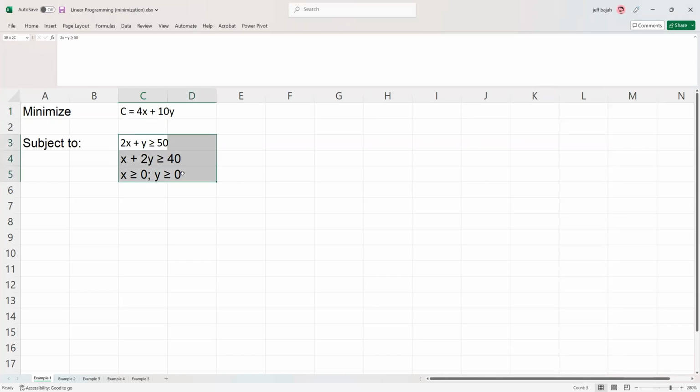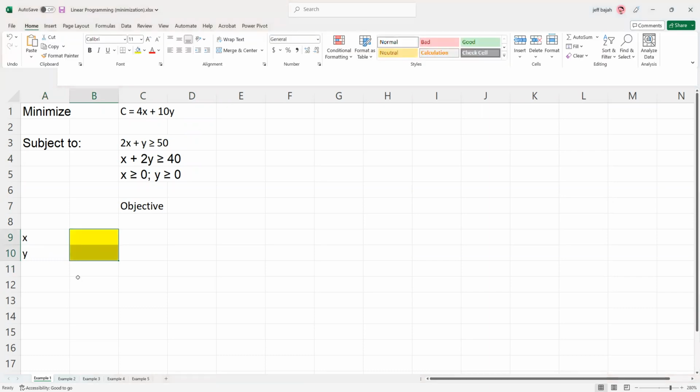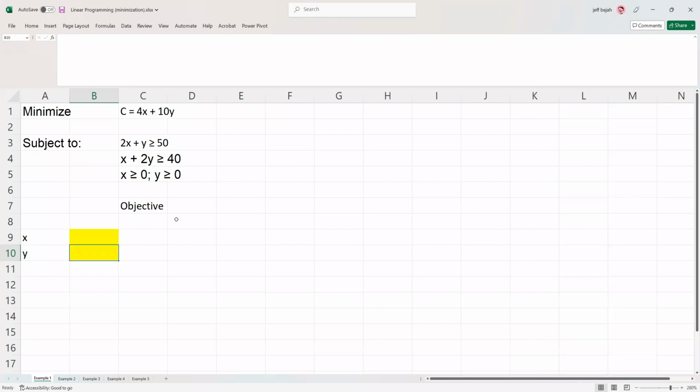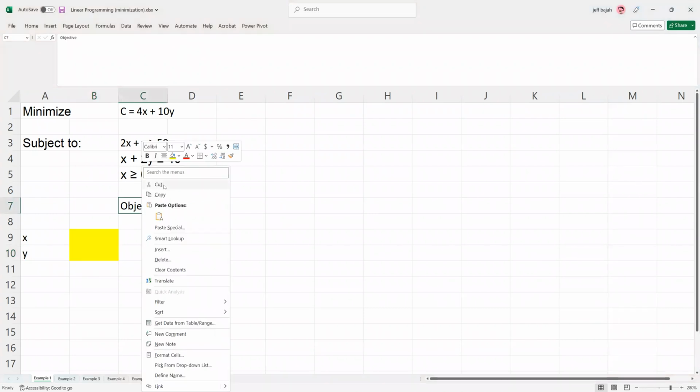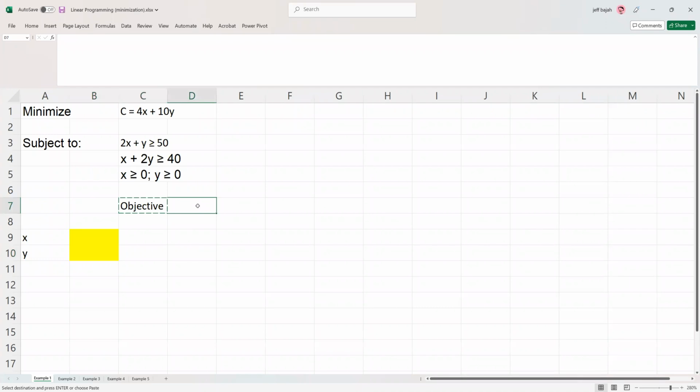Now, we can solve this just like we did in maximization. So let's make it easy. I'm just going to say objective here, and then I'm going to put our values here, X and Y, because we want to know what the value of X and Y would be. And so that will be somewhere here. I'm just going to color this, and then come here and put our constraints.